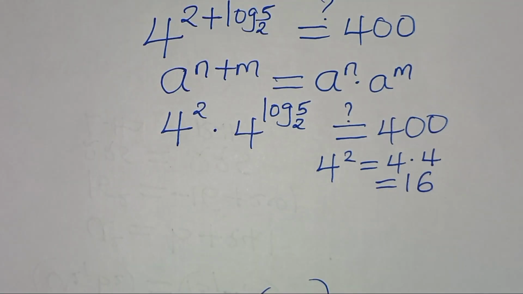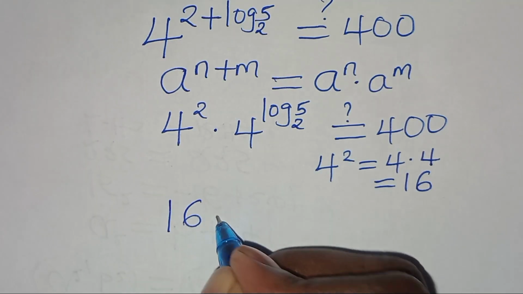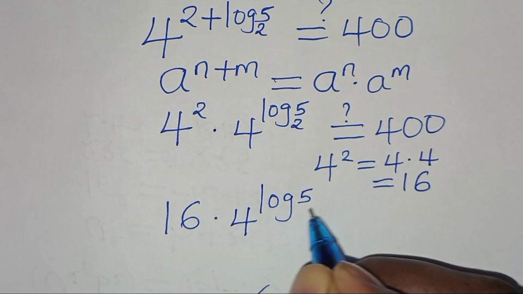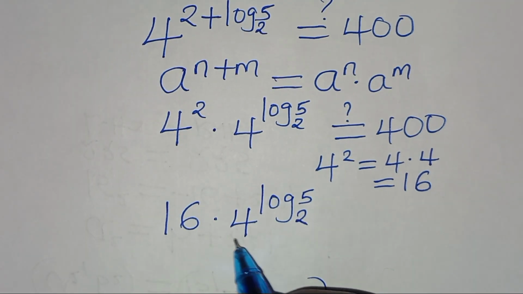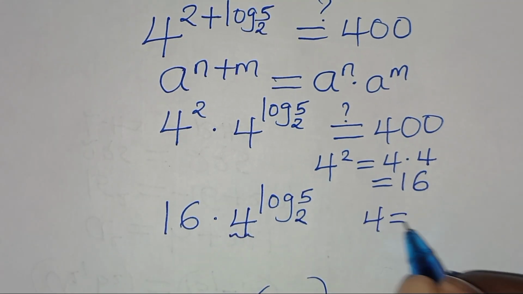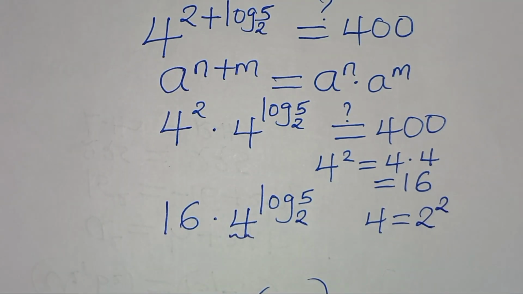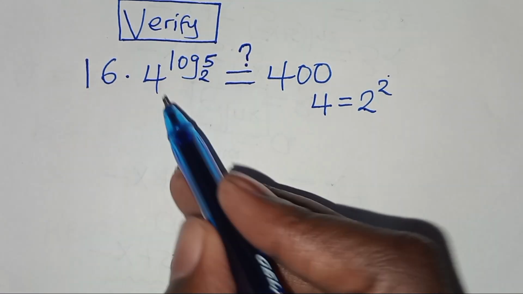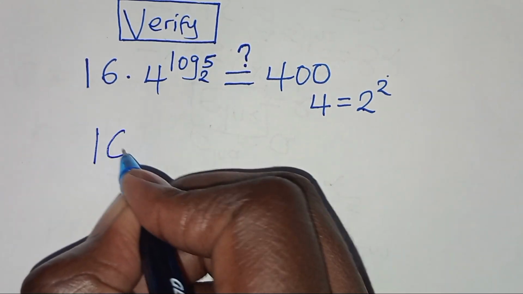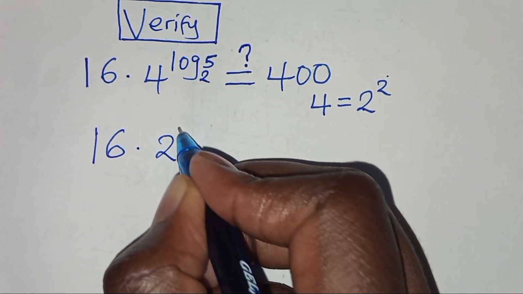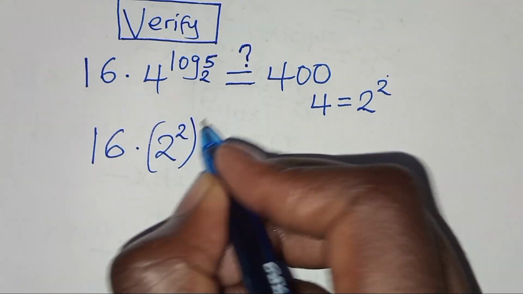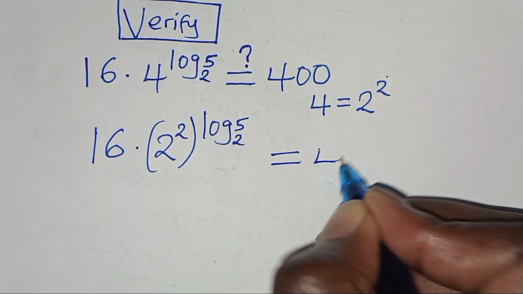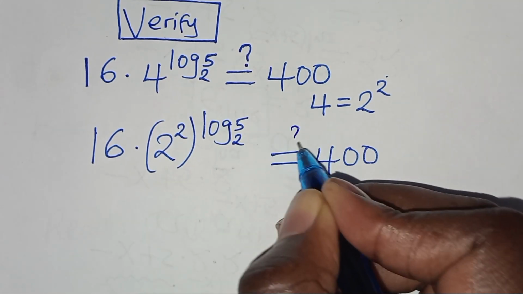So this implies that here we have 16 times 4 raised to power log 5 to base 2. But we can express 4 as 2 to power 2. Now substituting this here, this is 16 times 2 to power 2 multiplied by log 5 to base 2. This should give us a value of 400.